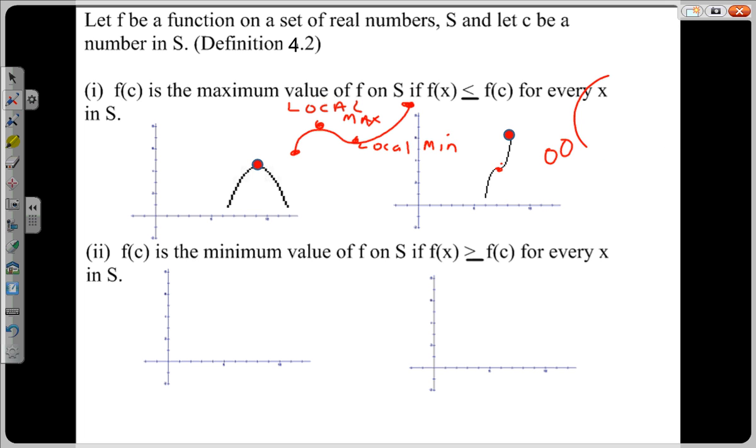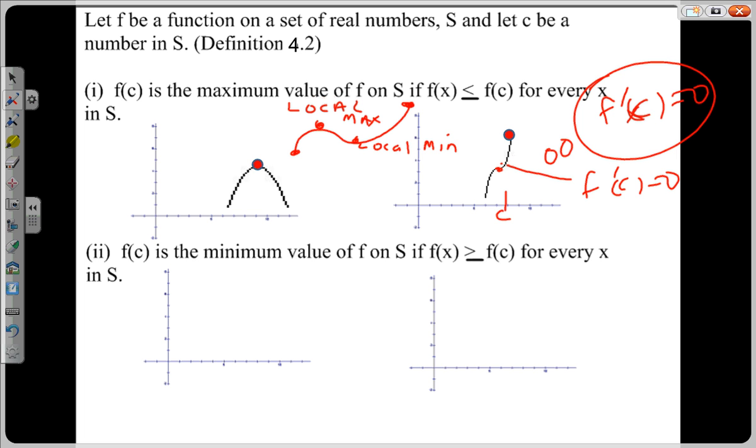What did you say? I said, does f prime of c equal 0? Does that guarantee that c is going to give you a maximum or minimum? No. Right here, here's c. F prime of c equals 0. That's not a maximum or a minimum. It's just one of those things known as a plateau point.